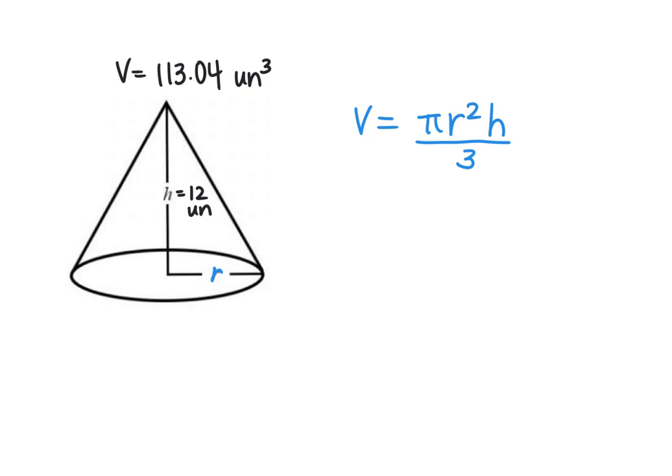So the next thing I'm going to do is fill in what I know. So again, I know the volume, so instead of a V, I'm going to put 113.04. I know pi, 3.14, times, I don't know the radius squared, so just put times the radius squared, and then my height is 12, and then I know that's divided by 3.